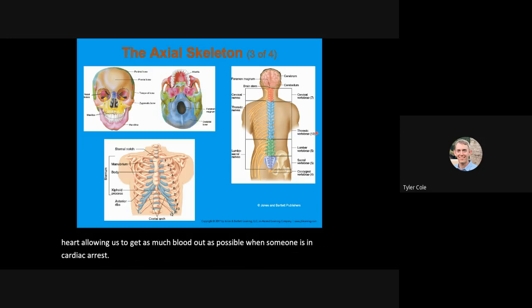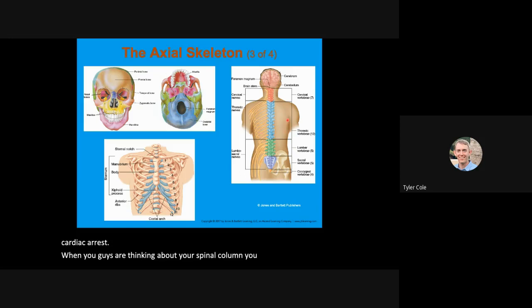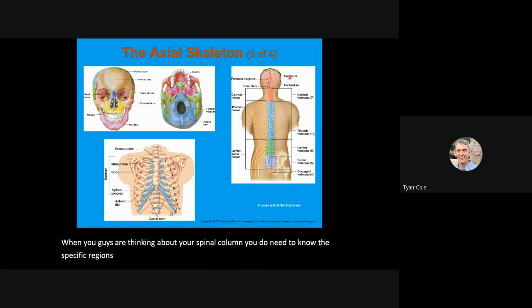Now, when you guys are thinking about your spinal column, you do need to know the specific regions in descending or ascending order and be able to tell us how many vertebrae are in each section. There are various mnemonic devices that you can look up online that can help you remember cervical, thoracic, lumbar, sacral, and coccygeal in order.